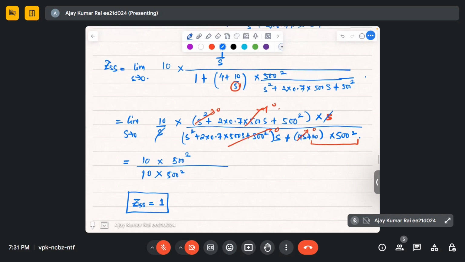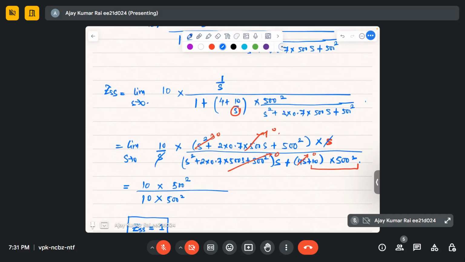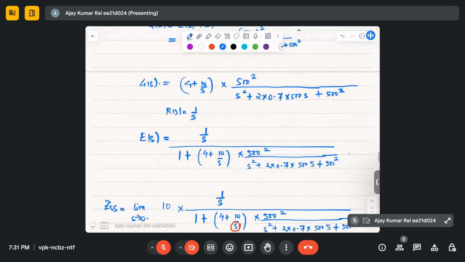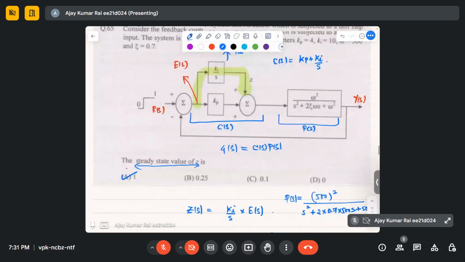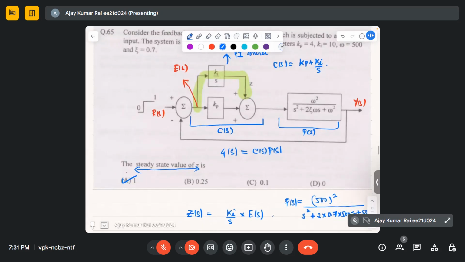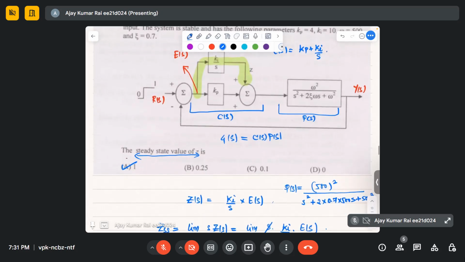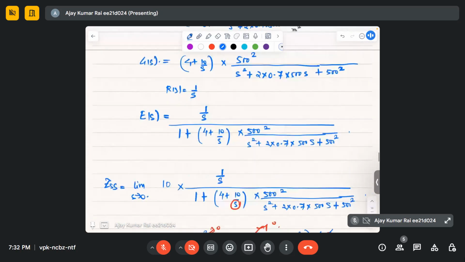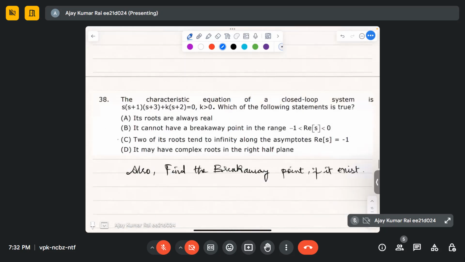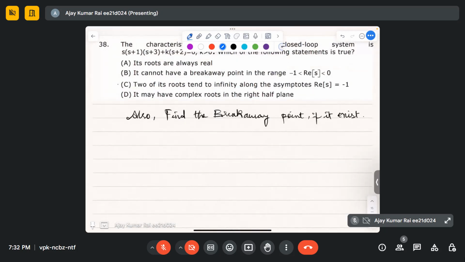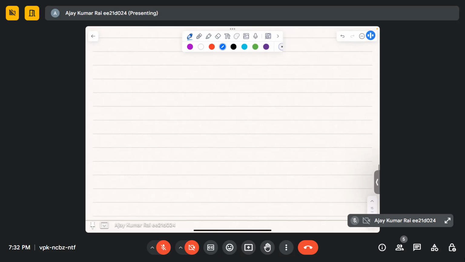Any doubt in this question? So this is a GATE question. Simple question, but mistakes can happen, right? Okay, we'll go to the next question. Let me see how many questions are left.